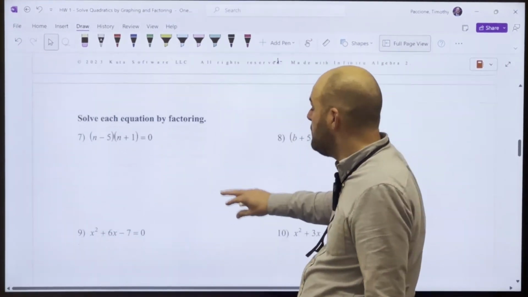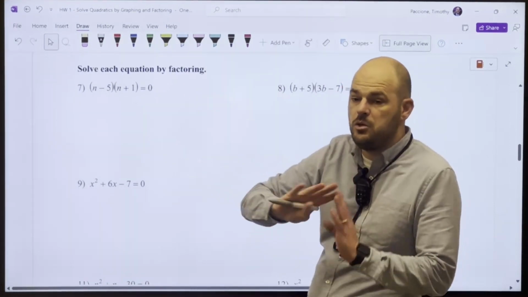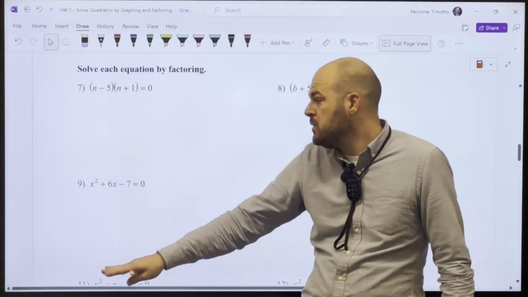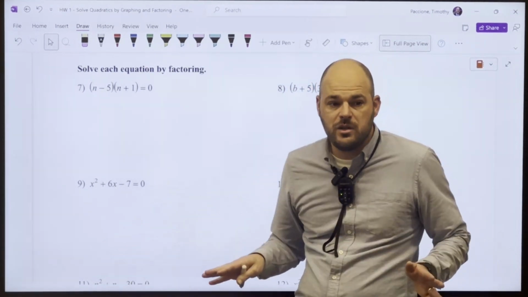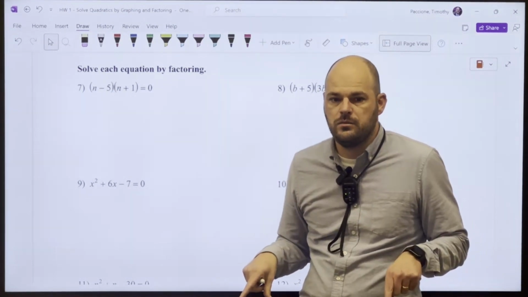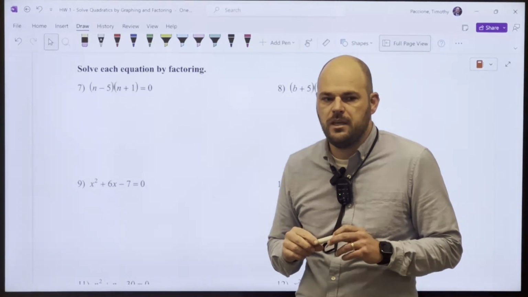On the back, you had to do solving by factoring. So either it was already factored and you needed to think about zero product property, or you needed to use magic x, maybe sometimes a GCF, to factor it out, then solve. Okay? So which problems would we like to see, if any? Yeah?